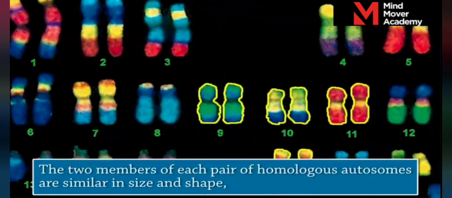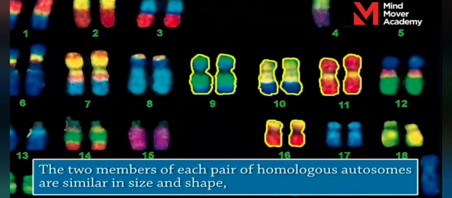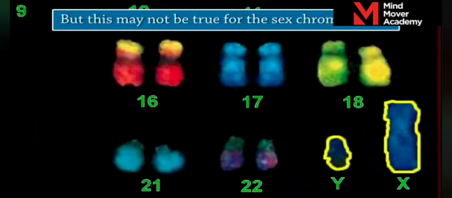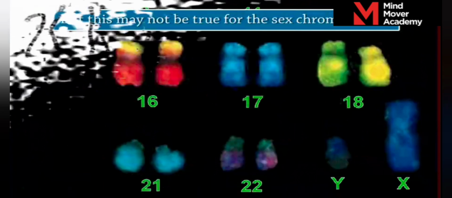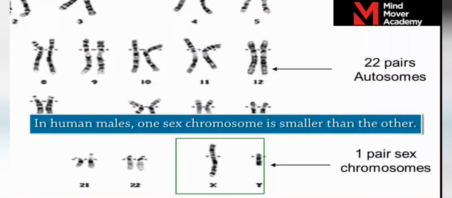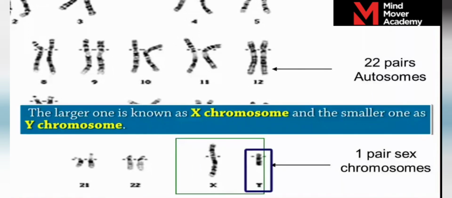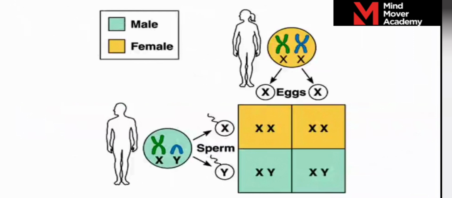The two members of each pair of homologous autosomes are similar in size and shape. But this may not be true for the sex chromosomes. In human males, one sex chromosome is smaller than the other. The larger one is known as the X chromosome, and the smaller one is known as the Y chromosome. Thus, the condition in the male may be briefly expressed as XY and in female as XX.